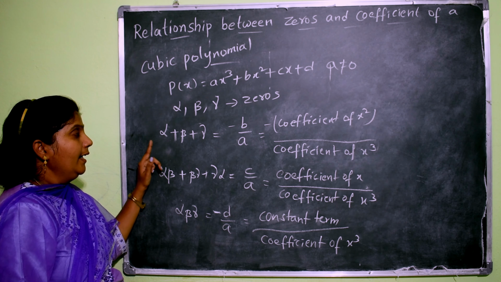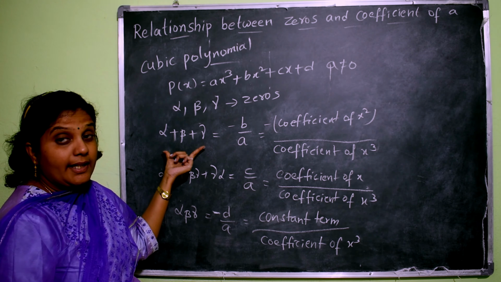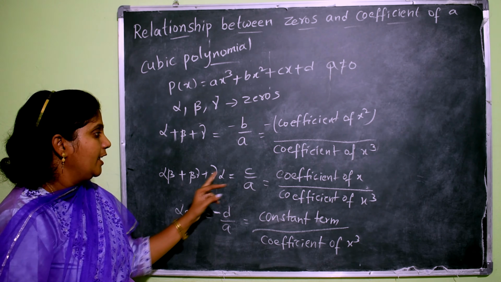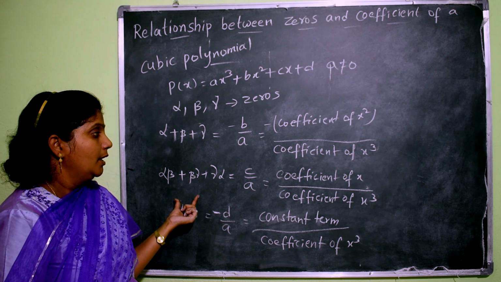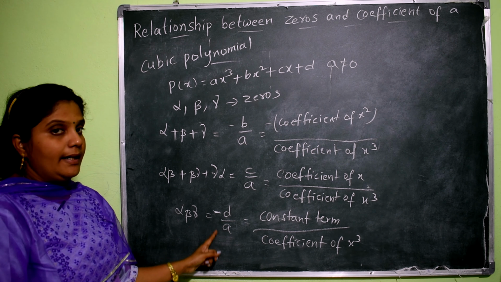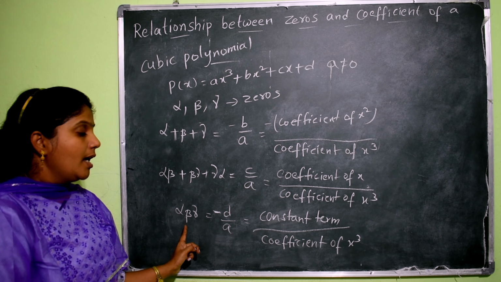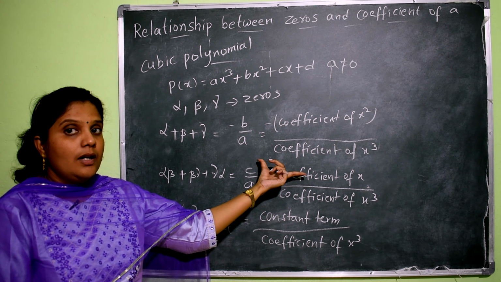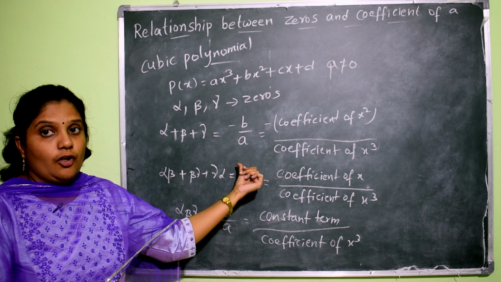So now what are we writing? The relationship between the zeros and the coefficients of the polynomial. So we are equating the zeros with the coefficients of the polynomial. Sum of the roots is minus b by a. Sum of the product of two roots taken at a time is c by a. Alpha beta gamma is minus d by a. So here we are equating the zeros of the polynomial to the coefficients of the polynomial.